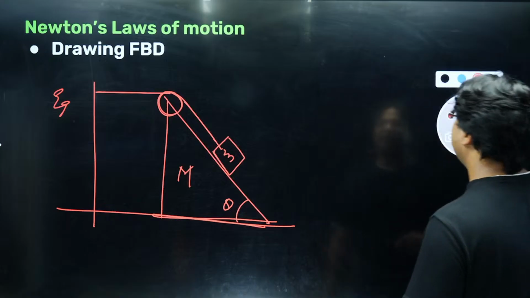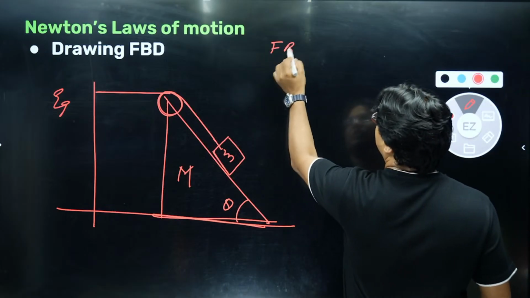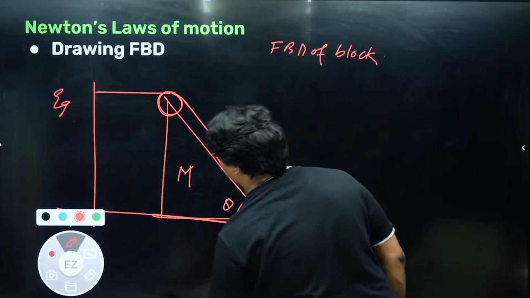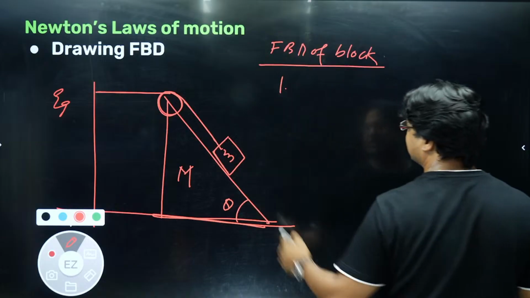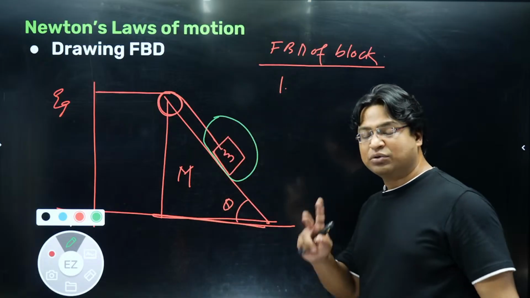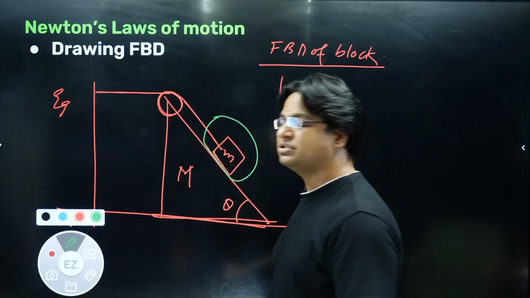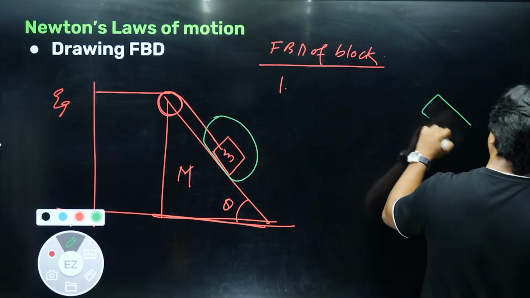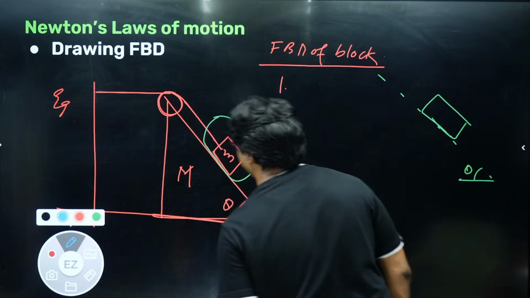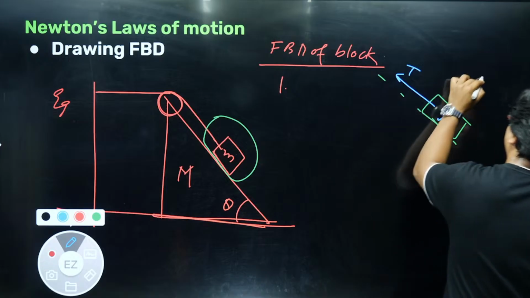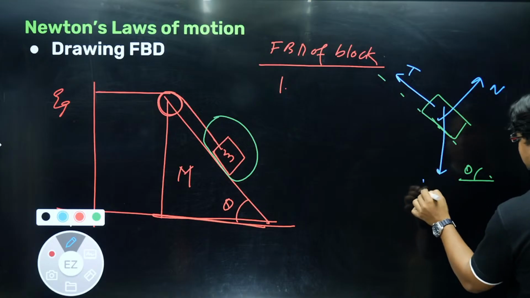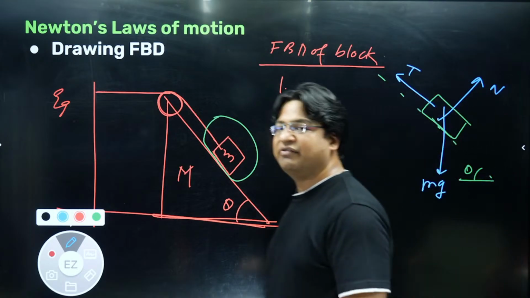In this arrangement, if I decide that I want to make FBD of block, let's see how we will do it. The first step would be to encircle the block. When I encircle the block, I move my pen around it. I notice that I have to break contact at 2 points, the thread and the surface. Therefore, when I sit to draw the FBD of the block, I need to take care of the tension and the normal force. So the contact forces are done. Non-contact force would be mg. So that finishes my FBD of the block.